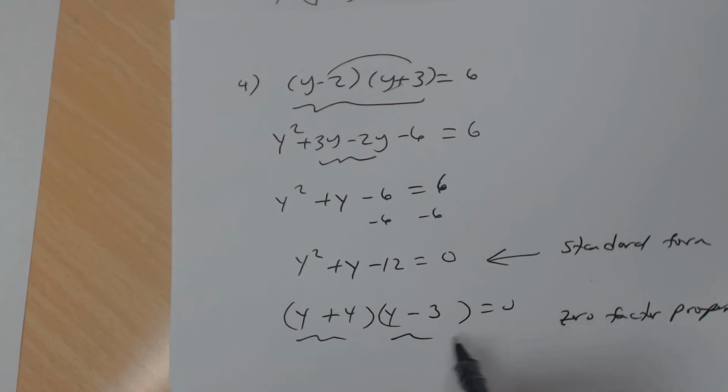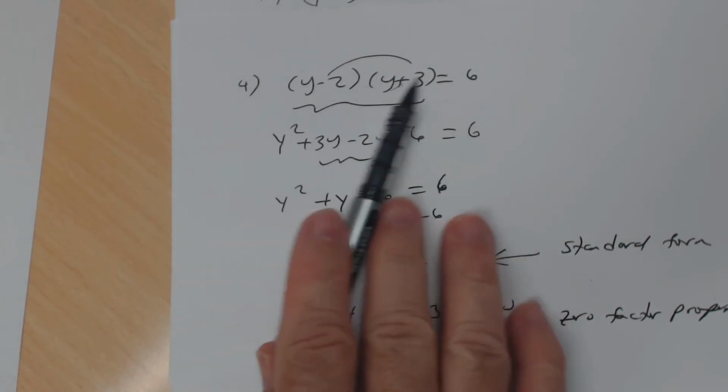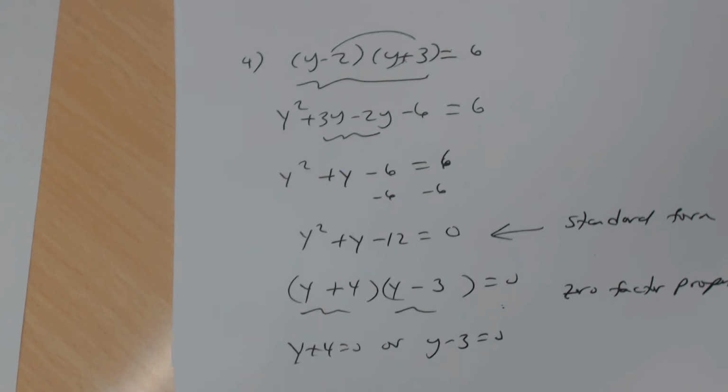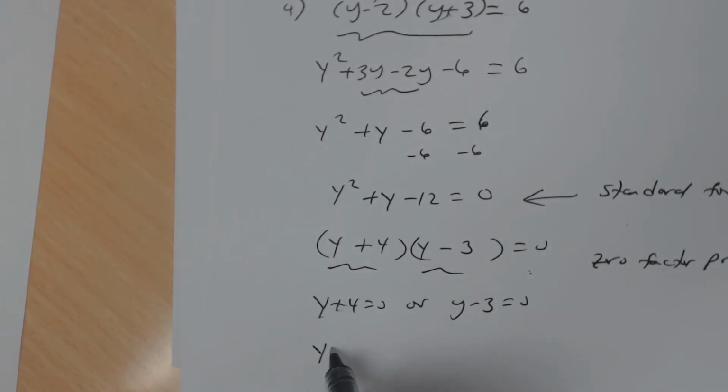I set each of those factors equal to 0, because I know for certain that one of these has to be 0. So y plus 4 equals 0, or y minus 3 is equal to 0. And notice I'm going from a quadratic equation to 2 linear. So my solutions are negative 4 and 3. All right, so those are your two solutions.